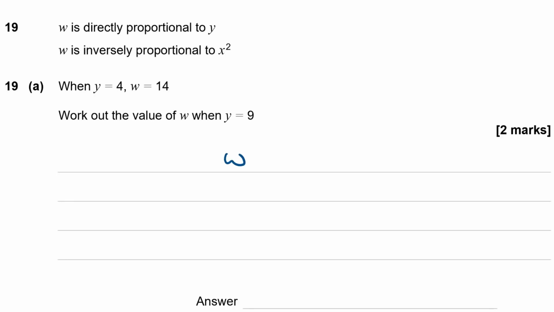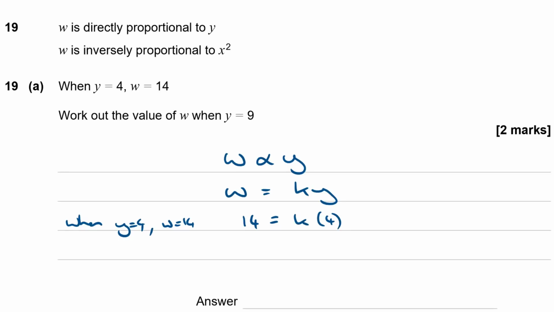W is proportional to Y, which means W is equal to K times Y. Now we're given 2 values that go together, so when Y equals 4, W equals 14, so we can sub those in to find K. So 14 equals K lots of 4. Rearranging for K, K is equal to 14 over 4, which is 7 over 2. Okay, so W equals 7 over 2 lots of Y.